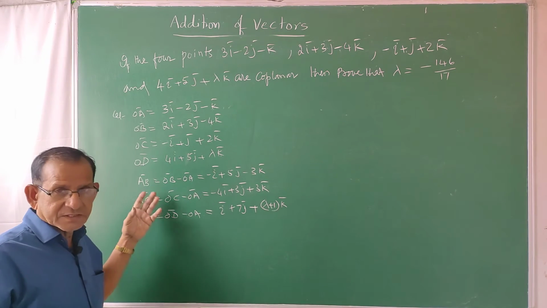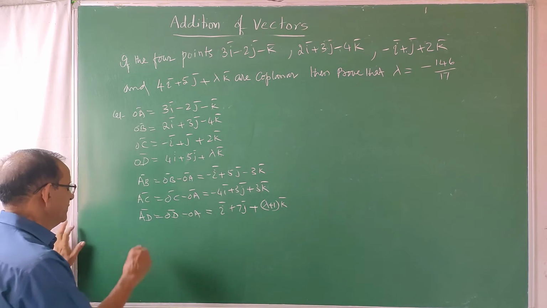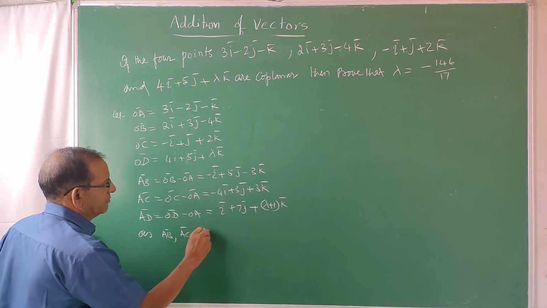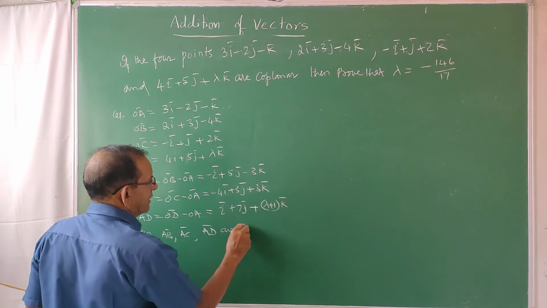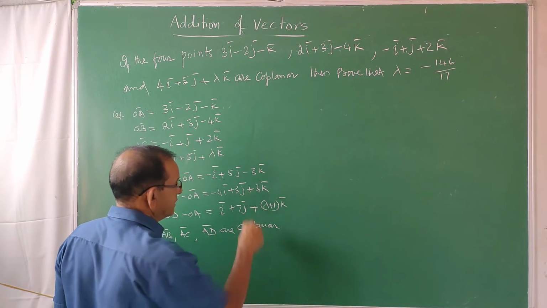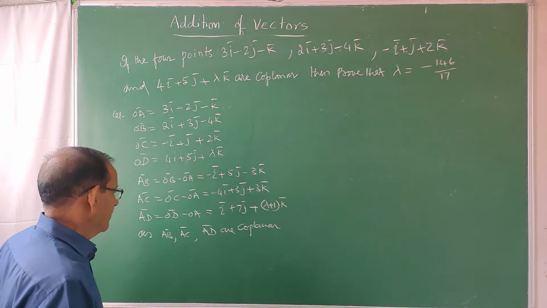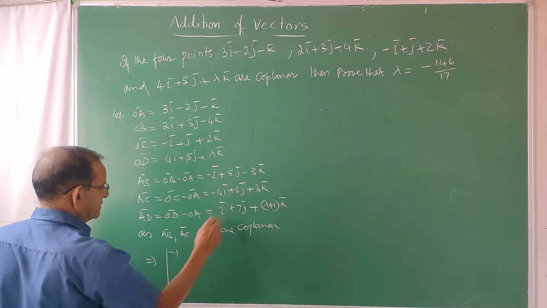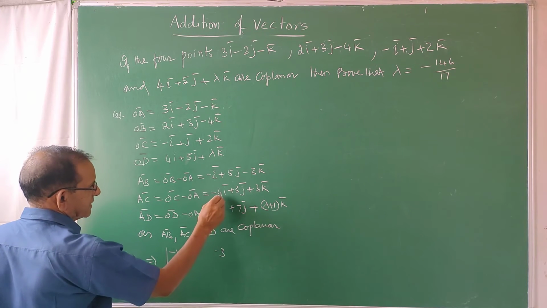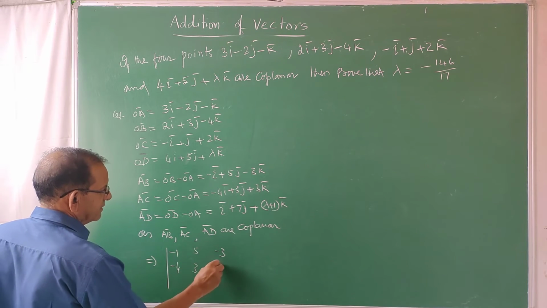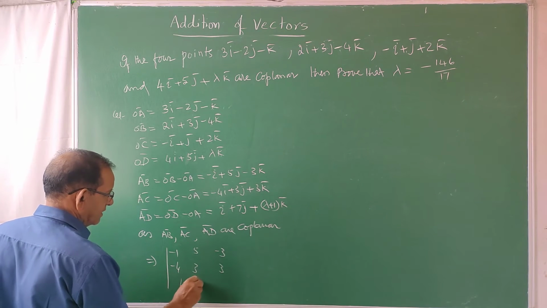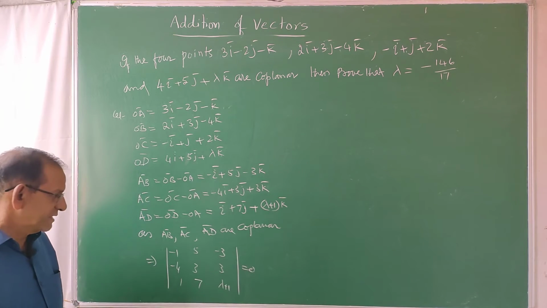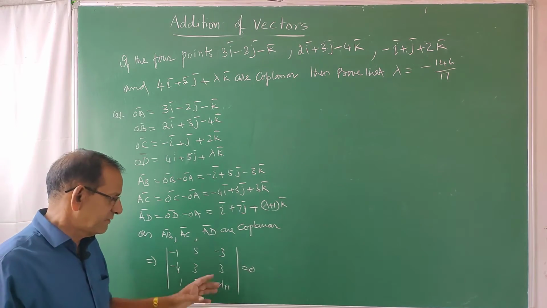Now it is given that these 3 vectors AB bar, AC bar, AD bar are coplanar. The determinant of the coefficients must be 0, which implies the determinant of minus 1, 5, minus 3; minus 4, 3, 3; 1, 7, lambda plus 1 is equal to 0. Now let us expand and equate it to 0, and you will get the value of the unknown lambda.